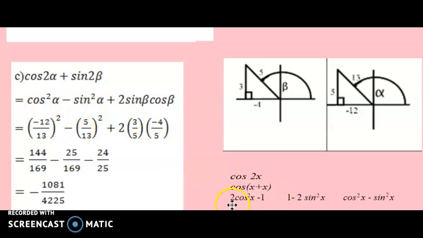To conclude, I would like to say that cos 2 alpha, this substitution that I've done here, could have been also written as 2 cos square of alpha minus 1, or 1 minus 2 sine square of alpha. I chose this one, but you can choose any which one, as long you will still get to the same answer.